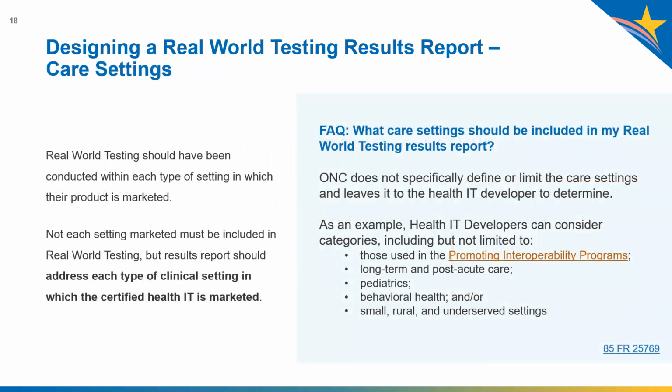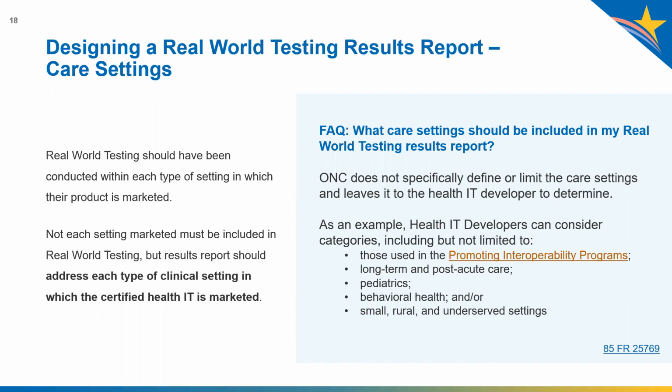All right, now for care settings, we just note here that you specified in your real world testing plan the types of care settings that you intended to conduct your real world testing in. Those types of care settings should have been based upon the types of care settings in which you market your health IT. And so you have to report on how you actually executed that, which care setting types you actually conducted the real world testing in. We note again that not each care setting must be included in your real world testing, but you must touch on each care setting type, okay?